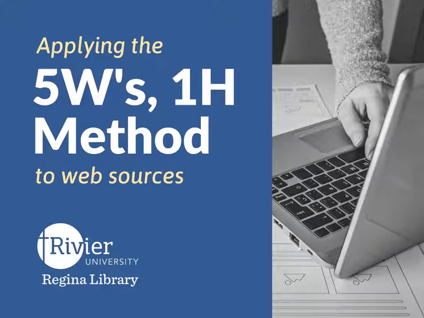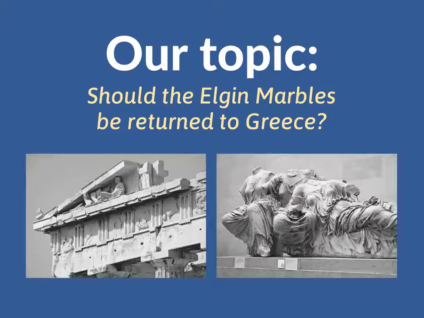In the previous video, we explained how the 5W's 1H method works. Now, we're going to put it into action with some examples. We'll use the topic of the Elgin marbles, sculptures that were taken from the Parthenon in Greece and are now housed in the British Museum in London. Our research topic is whether Britain should return the marbles to Greece, an area of contention on both sides.